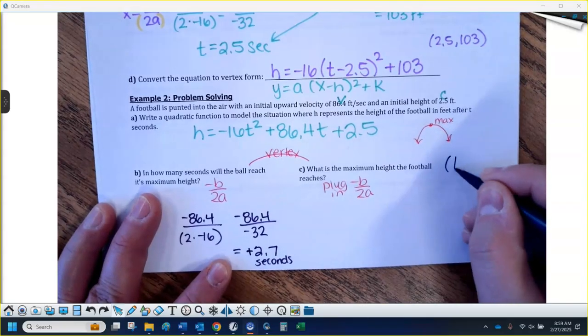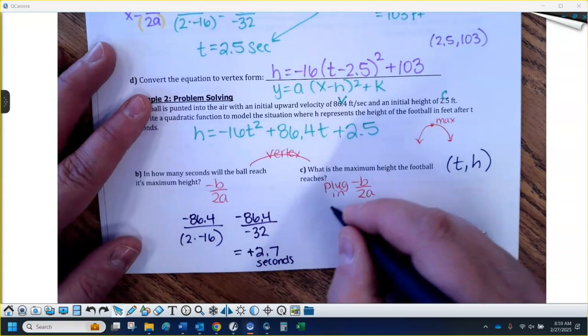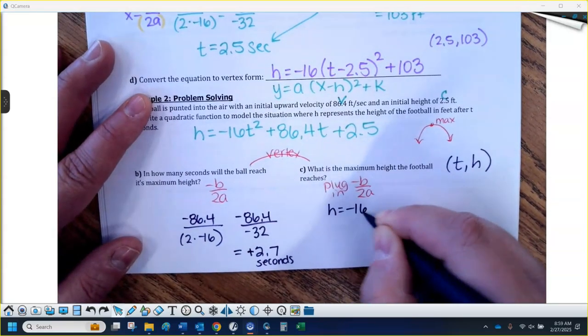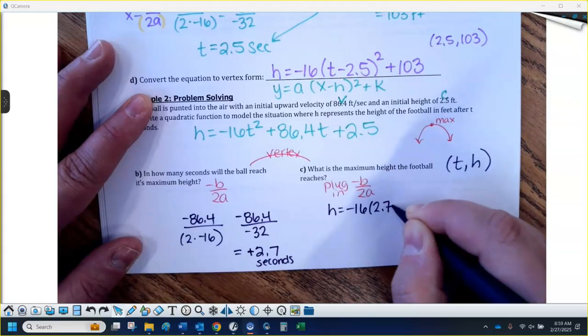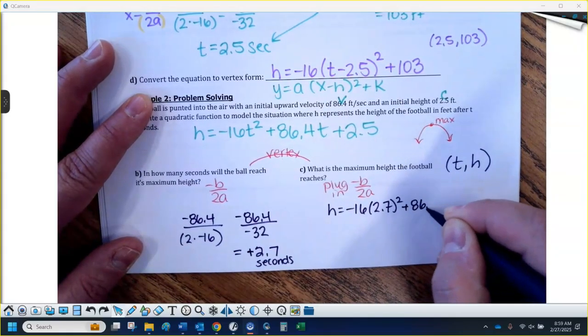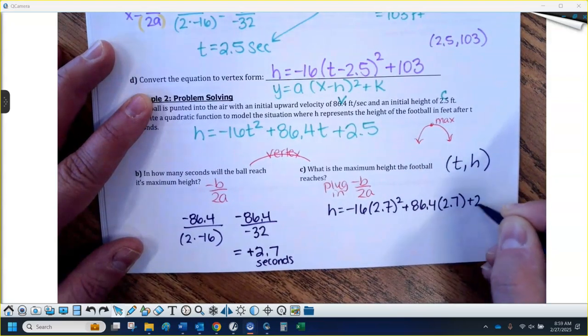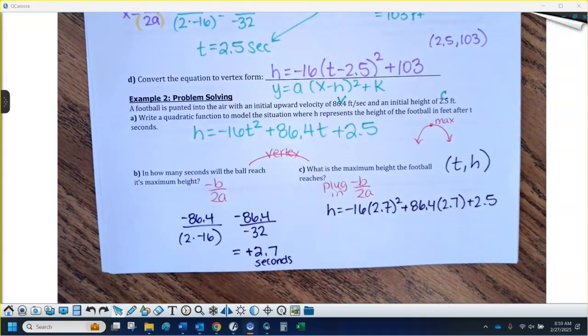All the points are in the format time and height. So if I'm finding the x coordinate of the vertex here, I'm finding the time. When I find the y coordinate of the vertex, we're finding the height. All you've got to do to find the height is plug it in like a Glade air freshener. So I'm going to do negative 16. I know this happens at 2.7 seconds, so everywhere I see the t, we're going to replace it with that 2.7 seconds. I'm just following that formula that we wrote in part A, just replacing the t with 2.7.